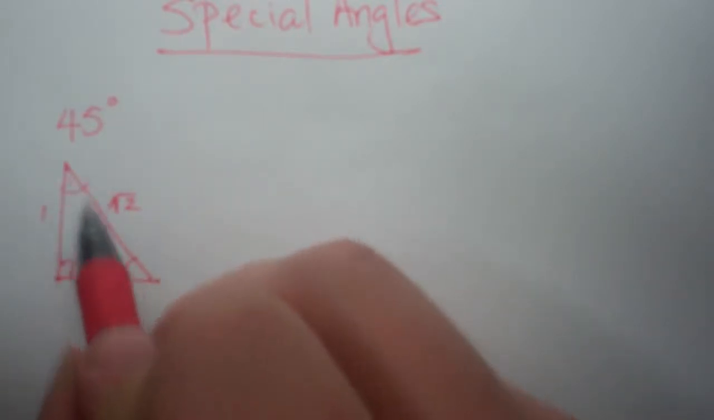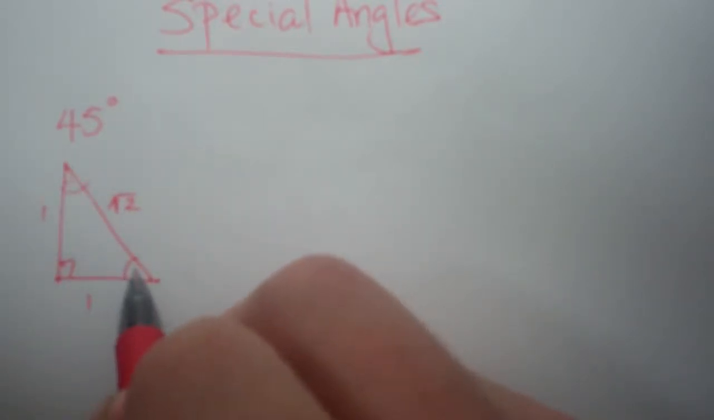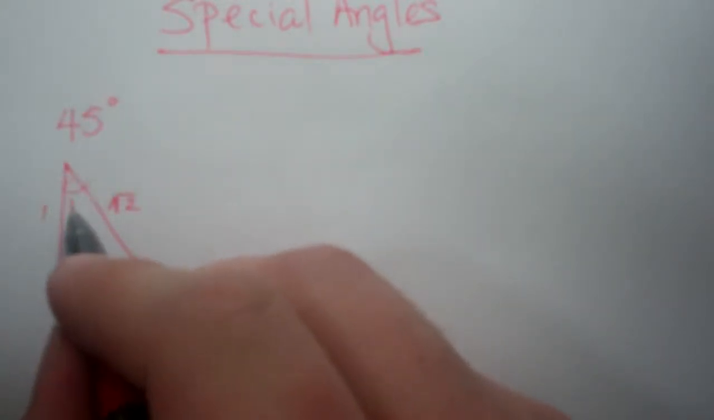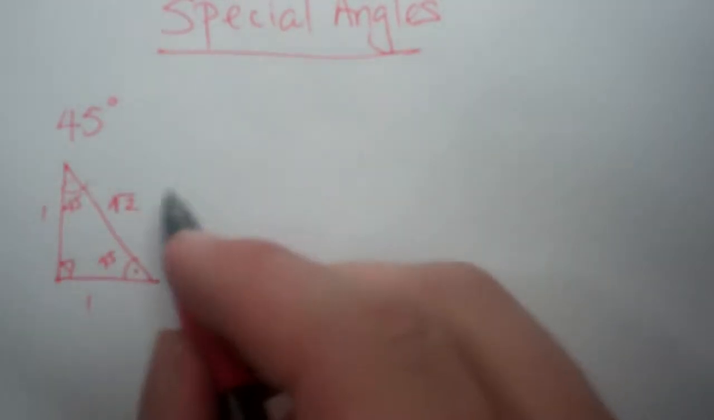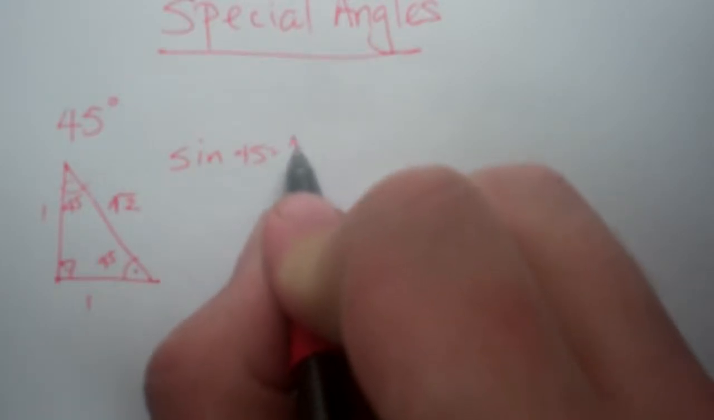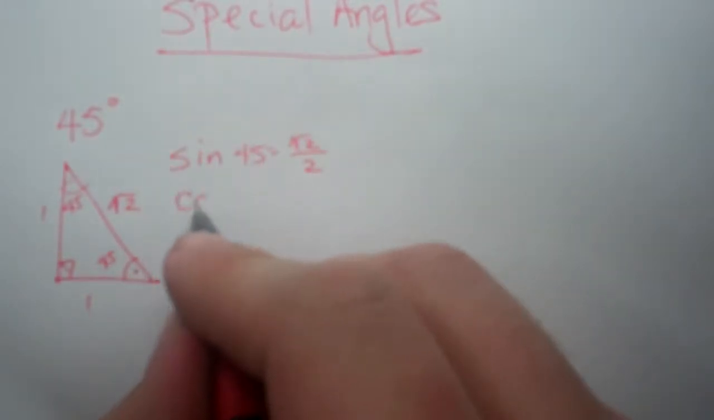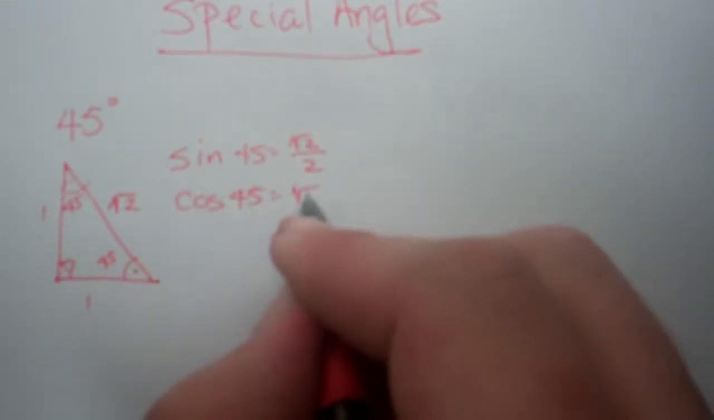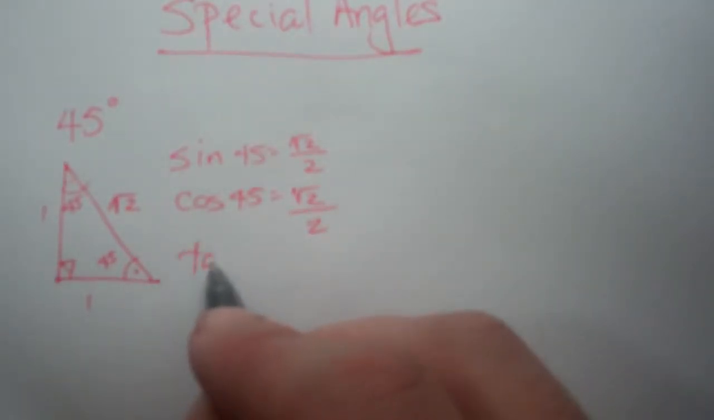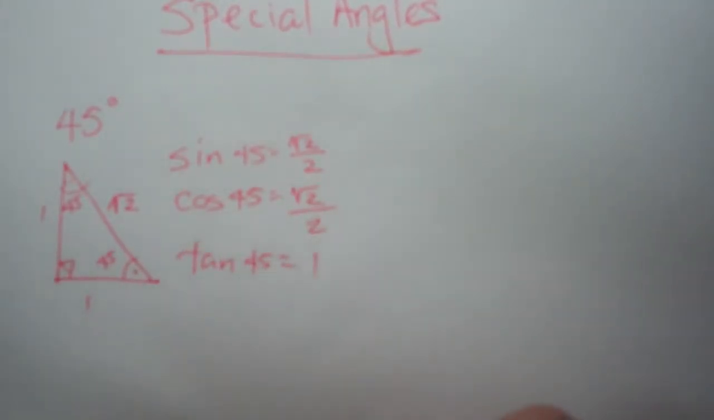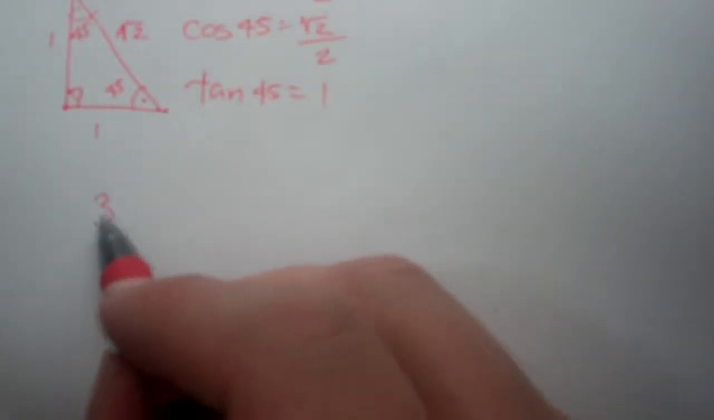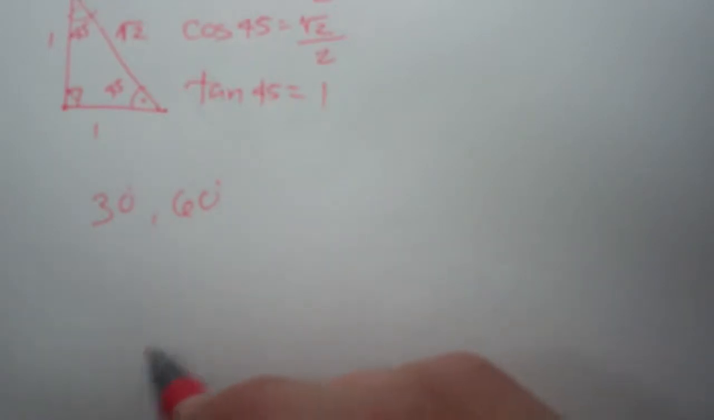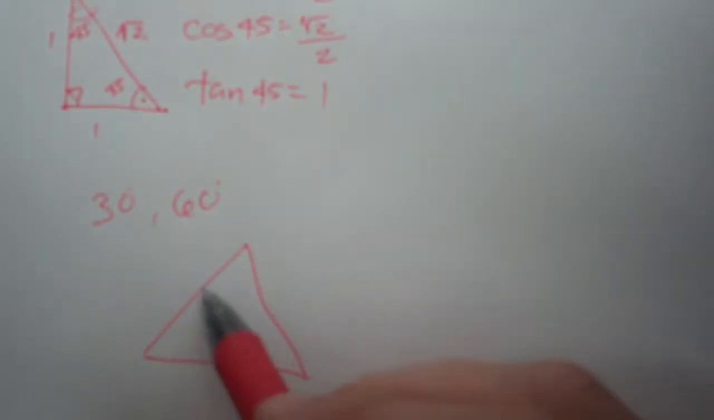Since this is an isosceles right triangle, these two angles are the same. Since they have to be the same and it all has to add up to 180, we know that these are both 45. And then you'll be able to get that the sine, using SOHCAHTOA, the sine of 45 is radical 2 over 2. The cosine of 45 is equal to radical 2 over 2. And the tangent of 45 is going to be equal to 1. There's 45. Now for 30 and 60 degrees, we start with an equilateral triangle.